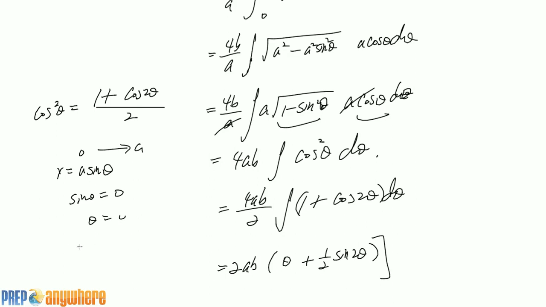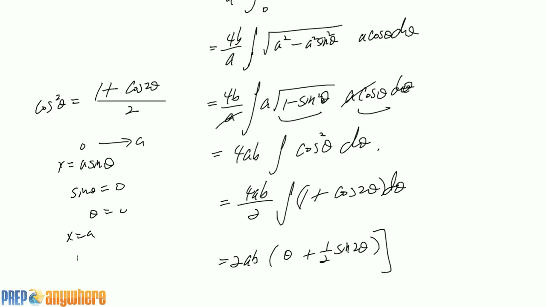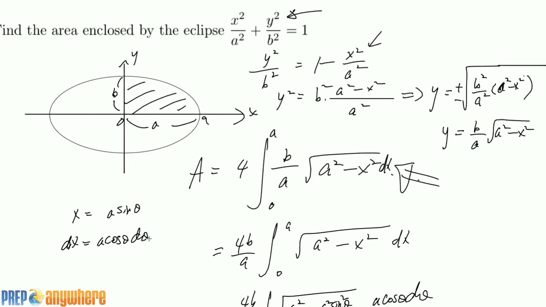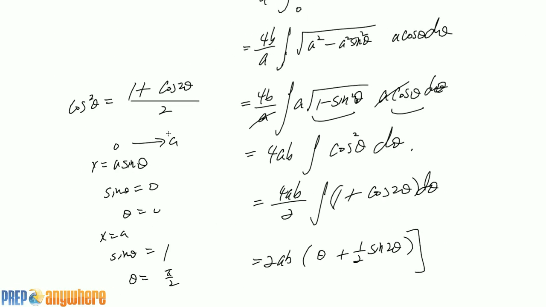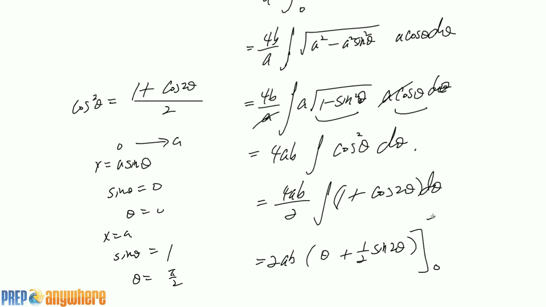When x is equal to a, you can see that the sine of theta will equal 1. That means theta is equal to pi over 2. This makes sense, look. In terms of angle, we're integrating from 0 to a, so the rotation should be exactly 0 to 90 degrees. Okay, so we can change this to 0 to pi over 2.